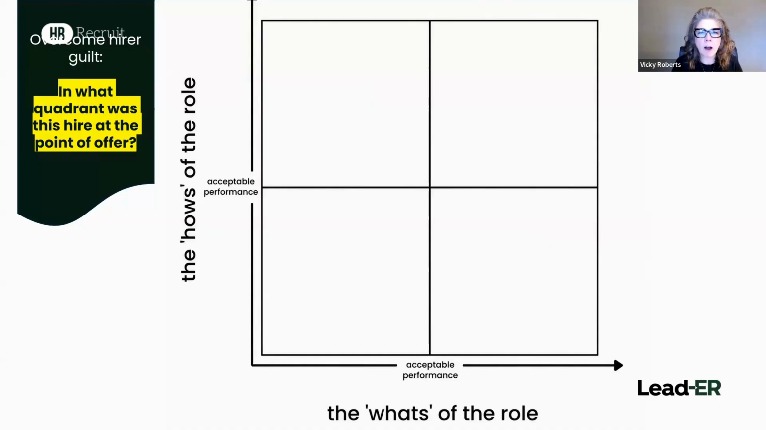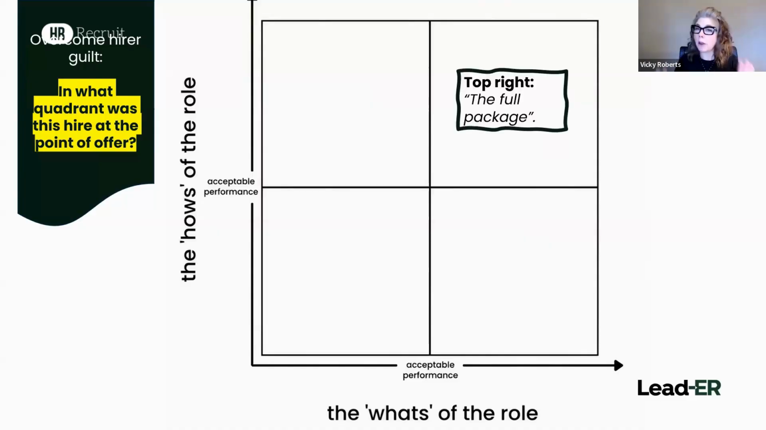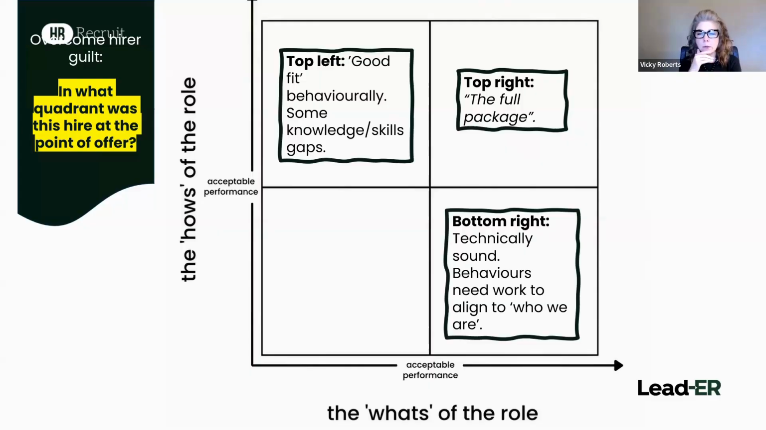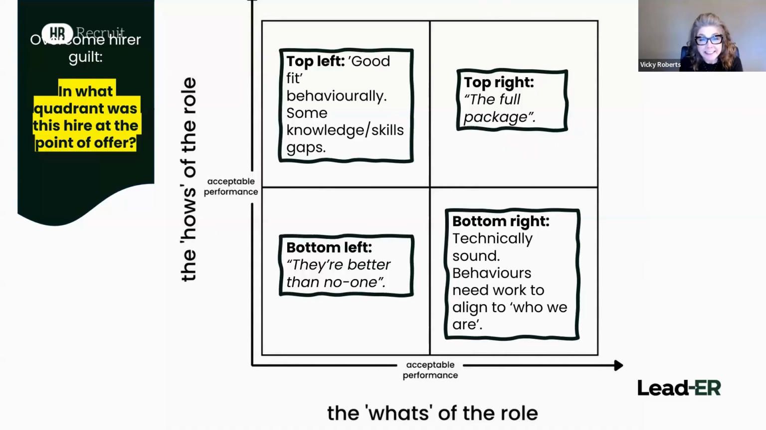line managers typically hire into in terms of when they make the offer? Are they, for example, the full package? They hired somebody and they are fully kind of developed in both the what's and the hows of the role. Or are they great fit behaviourally, but there's some knowledge or skills gaps? Or are they bottom right, so technically sound, but behaviours need work in order to align to who we are, our culture, that sort of thing? Or, and I have heard this more than once, they're better than no one.